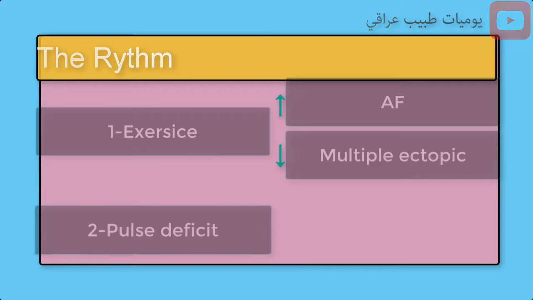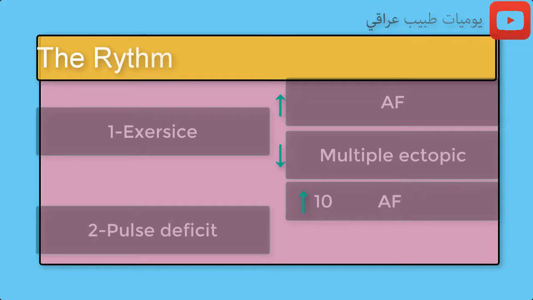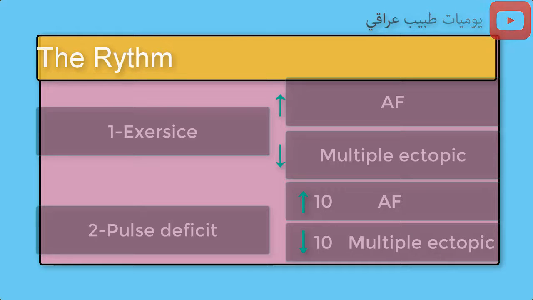Pulse deficit, which is the difference between the pulse rate at rest and that of the heartbeat by auscultation of the apex beat. Normally there is a mild difference between these two rates, but in certain conditions pulse deficit may be more than 10, which means atrial fibrillation, but when it is less than 10, it means ectopic beat.